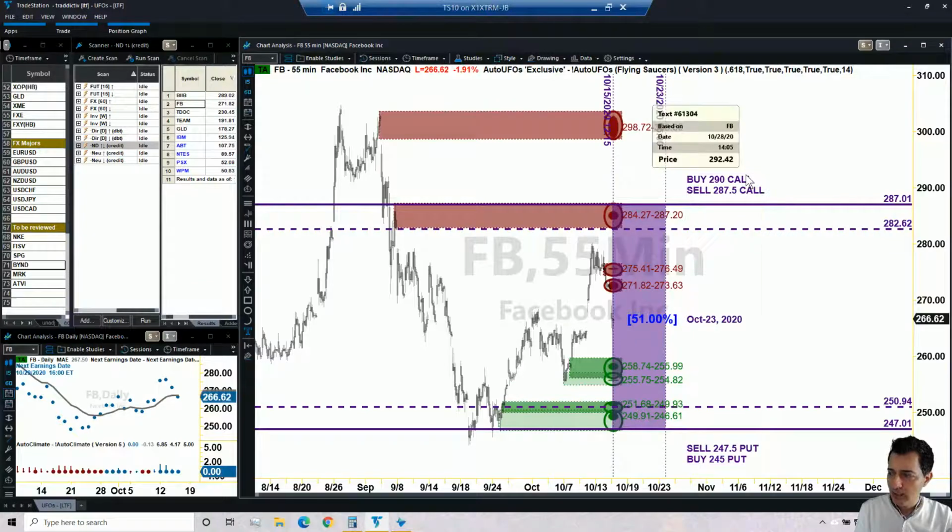So if you want to take a screenshot, I would say this is probably a very good time, since this is also the time to place an order if you choose to take the trade.